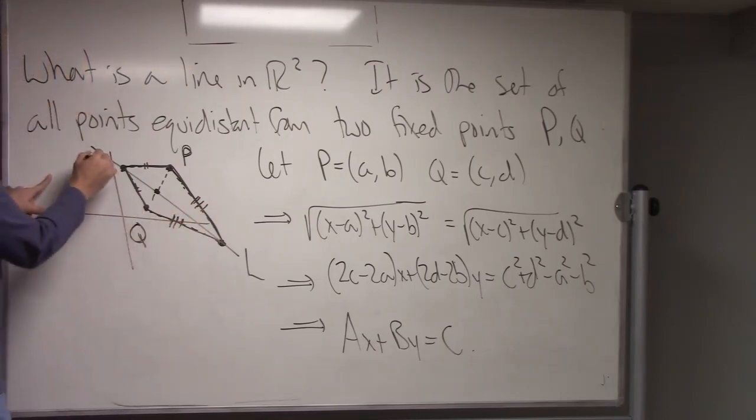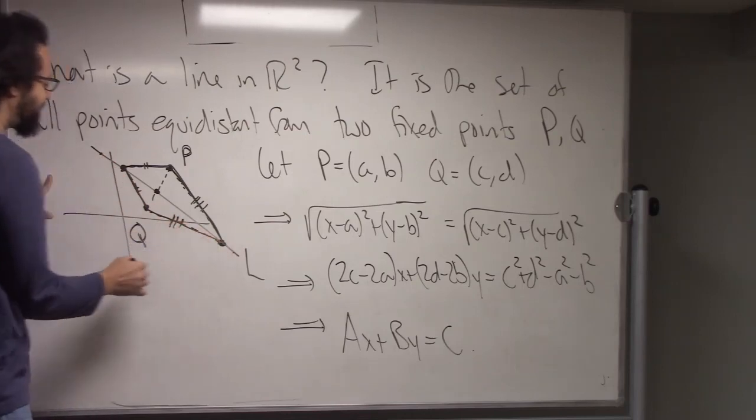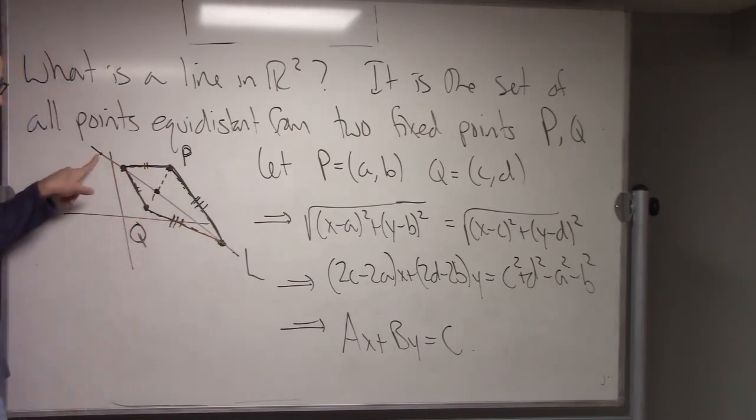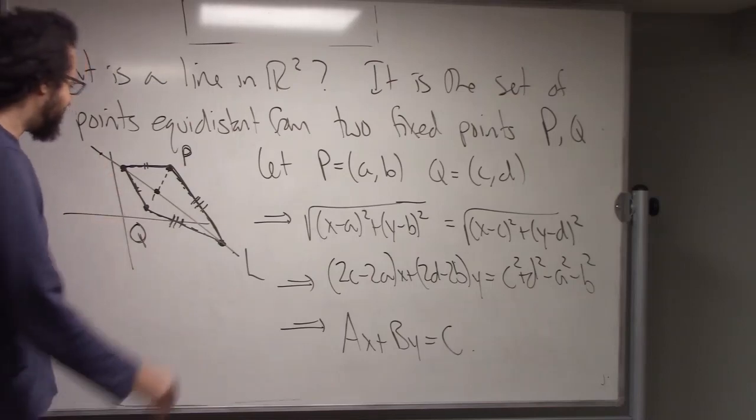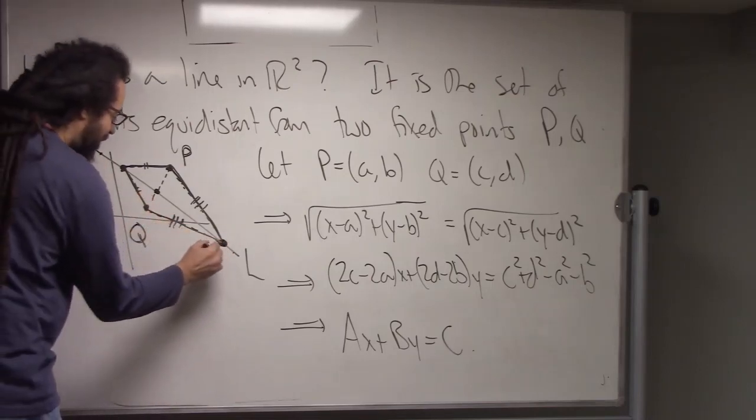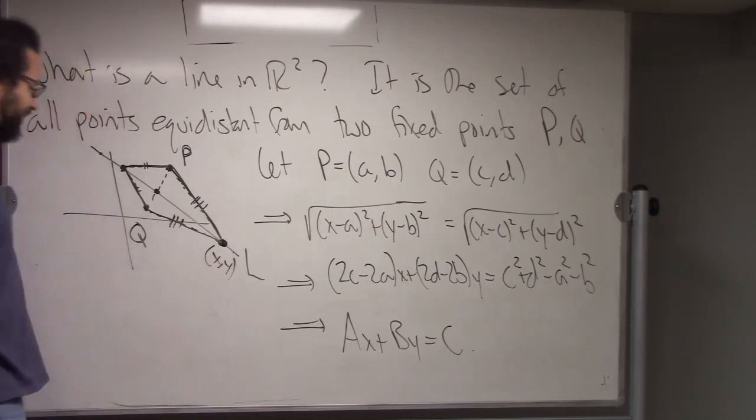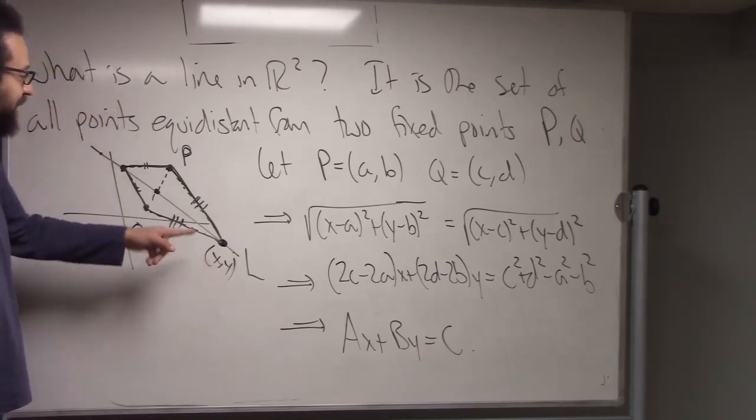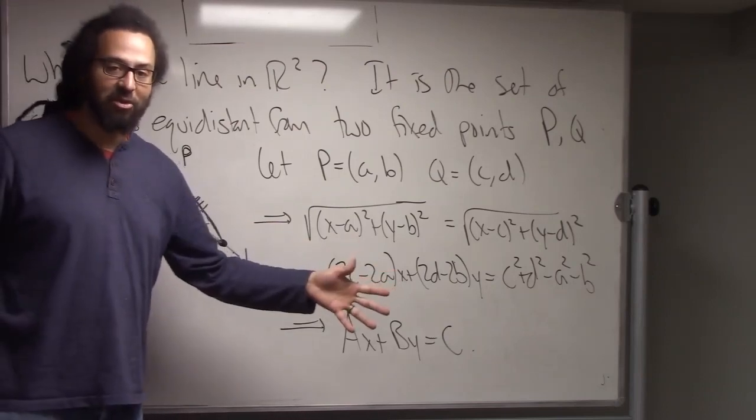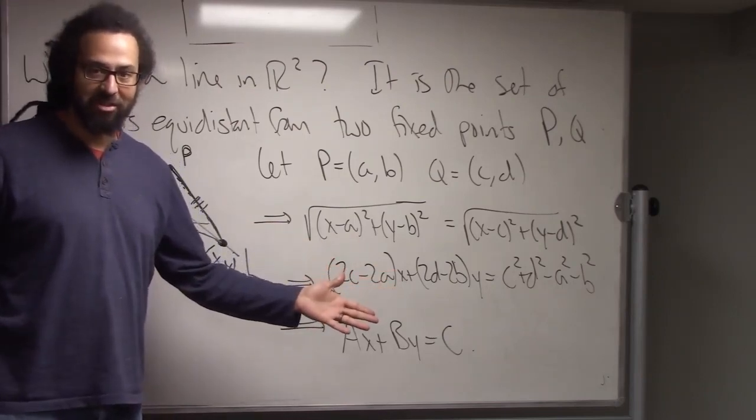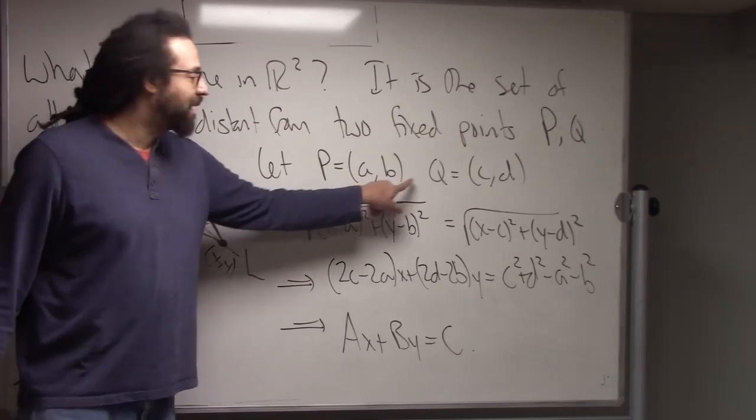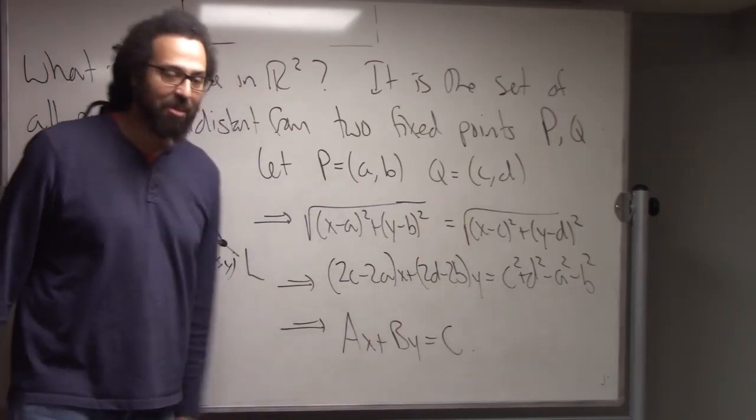So any point on the line, if you pick any point on the line, the distance from that point to P will be the same as the distance from that point to Q. So let's just say we've got some arbitrary x comma y on the line. Let's give P and Q some names in Cartesian language, right? So we'll let P be the point a comma b, and we'll let Q be the point c comma d.